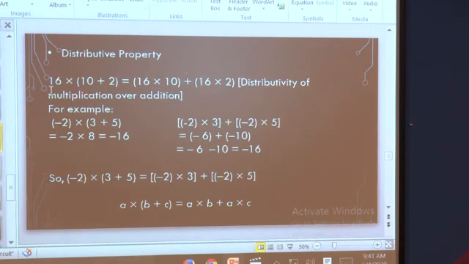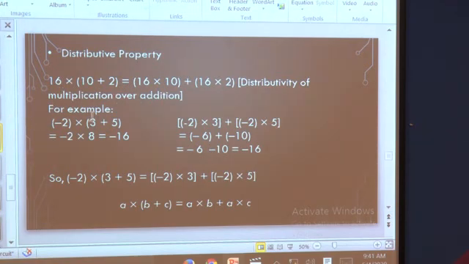So 16 we will write as it is, and 10 plus 2 is 12. So it is 16 multiplied by 12, and we get an answer that will be equal to, or very similar to, the one we get by using the distributive property of multiplication.